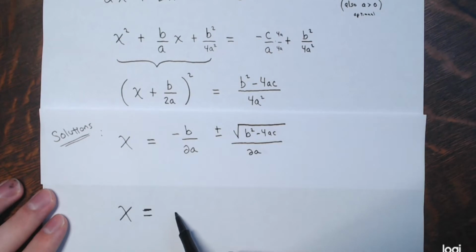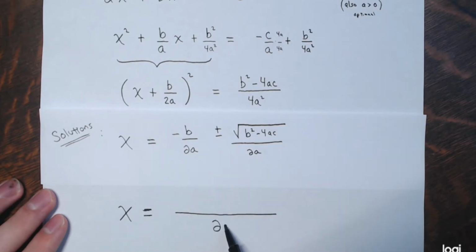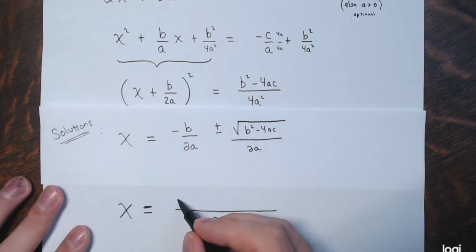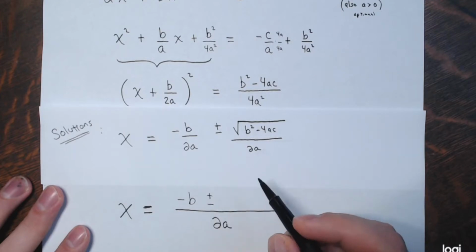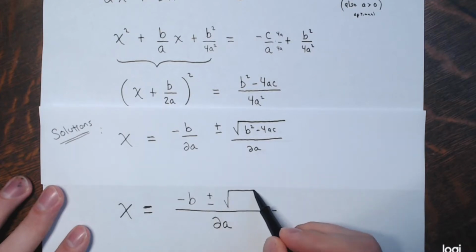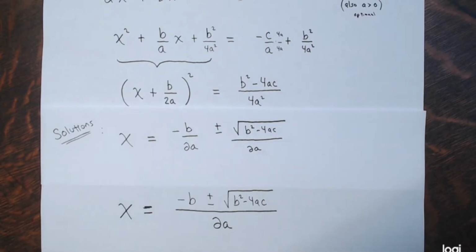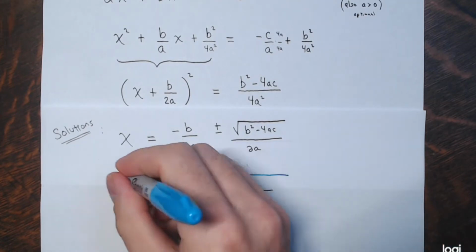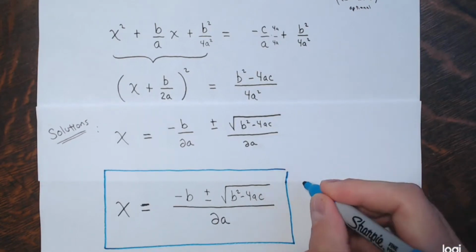So the common denominator here is 2a, so that's going to be the denominator of the sum. And the numerators are negative b, and then one with the plus, one with the minus, and then the square root of b squared minus 4 times a times c. All right, and I'm going to put this in a big box here. This is called the quadratic formula.